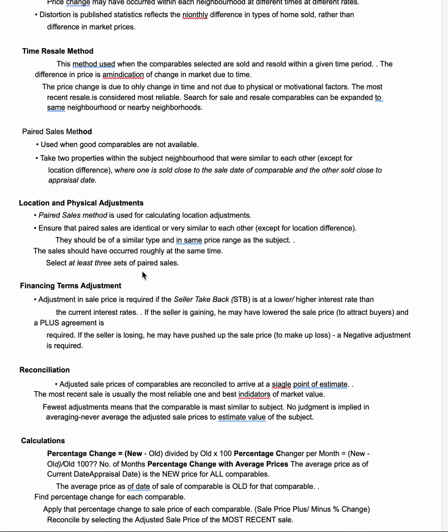There is a paired sales method used when good comparables are not available. Take two properties within the same subject location that are similar to each other, except one is sold close to the sale date of the comparable and the other is sold close to the appraisal date.